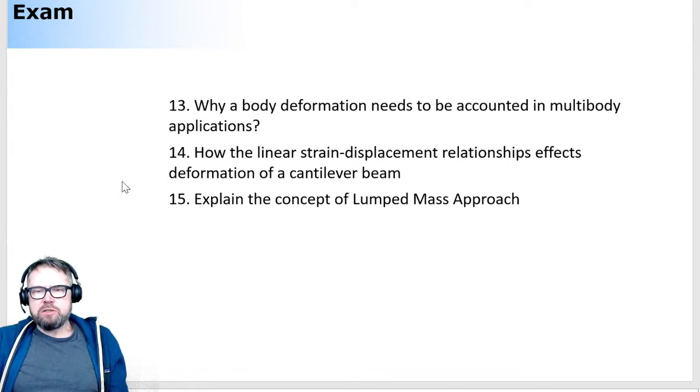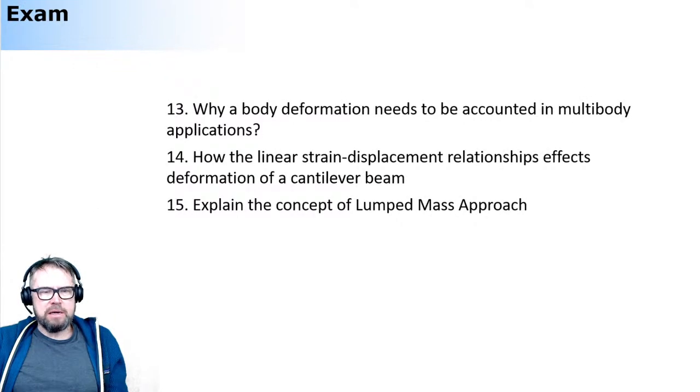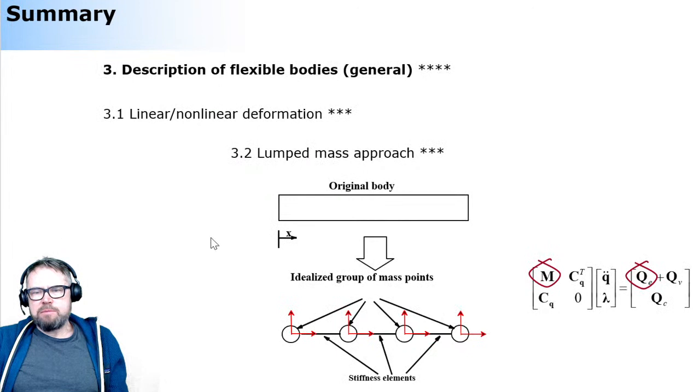Then simple questions related to flexible bodies, like the big picture: why deformation needs to be accounted for, how the linear strain displacement relationship affects, explain the concept of lumped mass approach. Those are not too complicated at all. In the lumped mass approach you take your original body, divide it into a number of rigid bodies, and attach spring elements between these bodies.